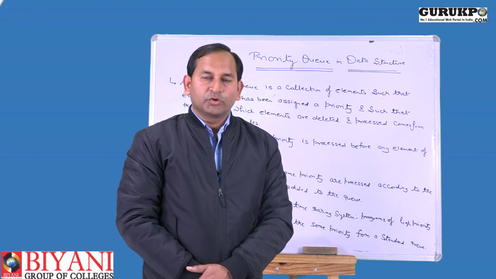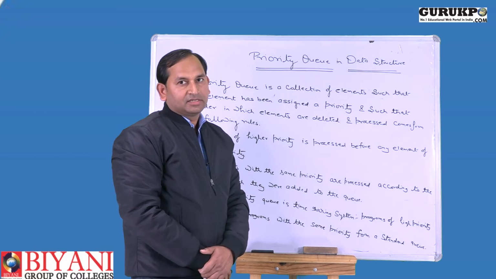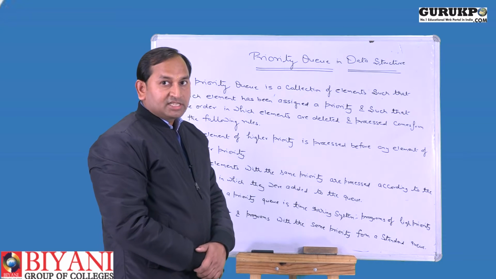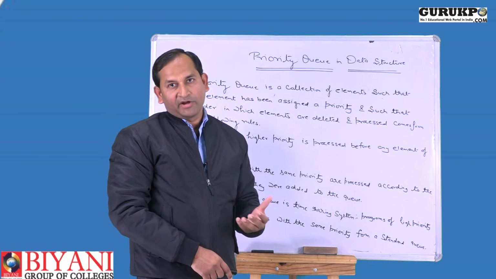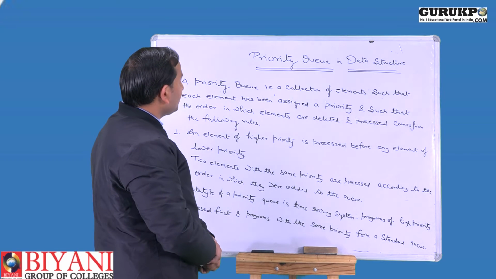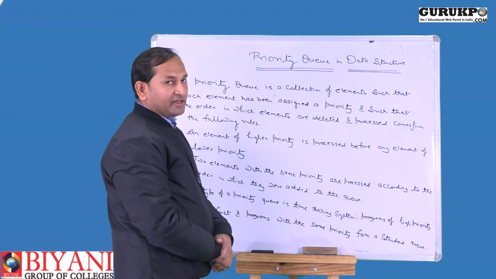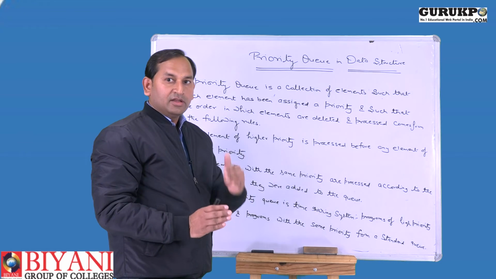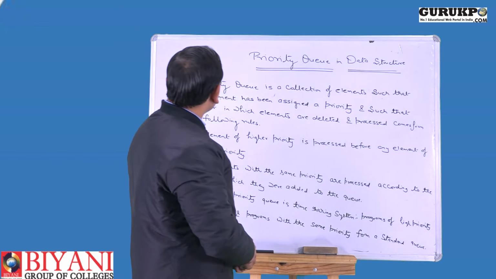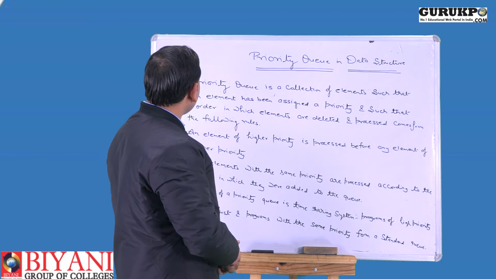Today I deliver a video lecture on priority queue in data structure. As the name suggests, this queue will work on the basis of priority. According to the definition, a priority queue is a collection of elements such that each element has been assigned a priority, and the order in which the elements are deleted and processed comes from the following rules.